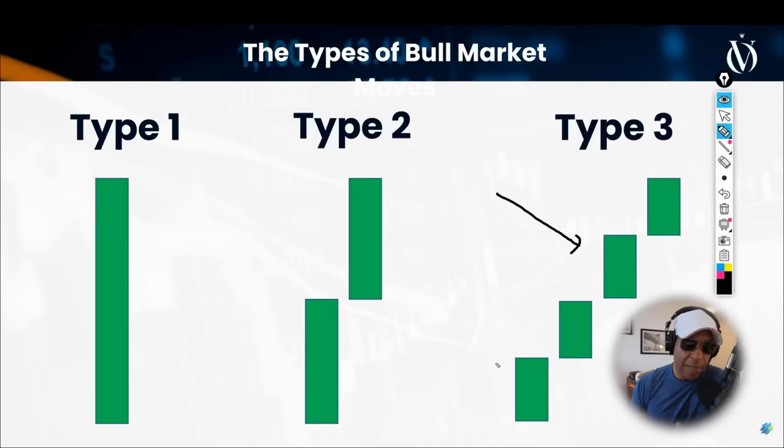Or types 1, 2, and 3. All right, so these are the three types: 1 bar only, 2 bars only, and a barrage of bars. Anything beyond 2 would fit into category 3.